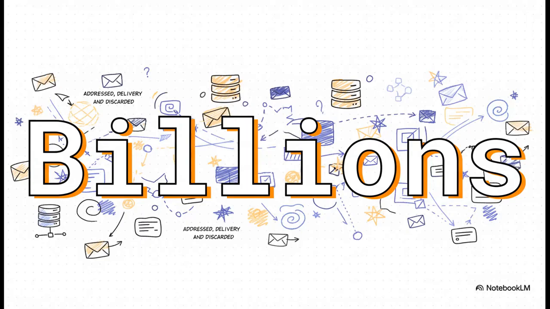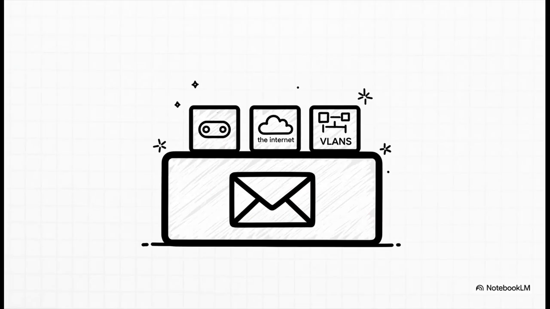And look, we're not talking about just a few here and there. On any active home or office network, there are literally billions of these invisible envelopes being created, addressed, delivered, and discarded every single day. It is a truly staggering amount of hidden activity. So, the real takeaway here is that this simple concept of the frame, the local delivery envelope, it's not some minor detail. It's a foundational building block. And once you really grasp this, all sorts of other networking concepts, like how switches work or how the internet itself is structured, they all start to make a lot more sense.